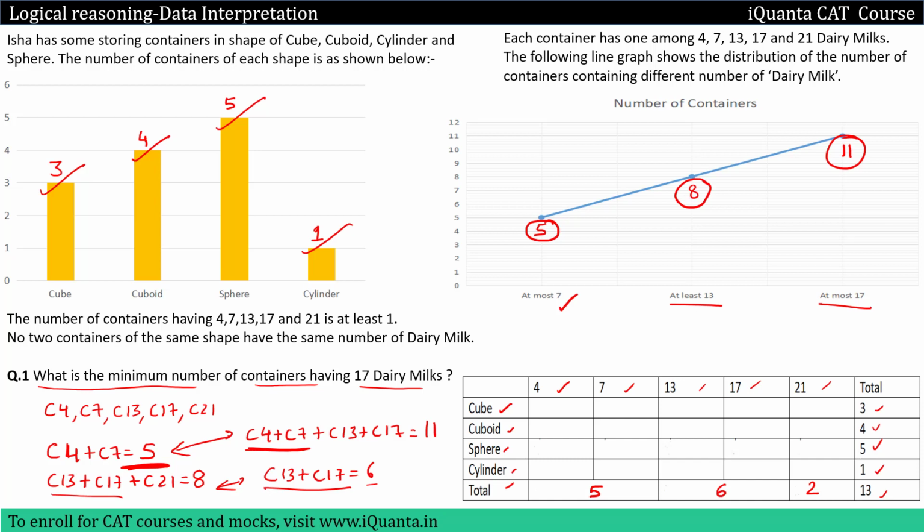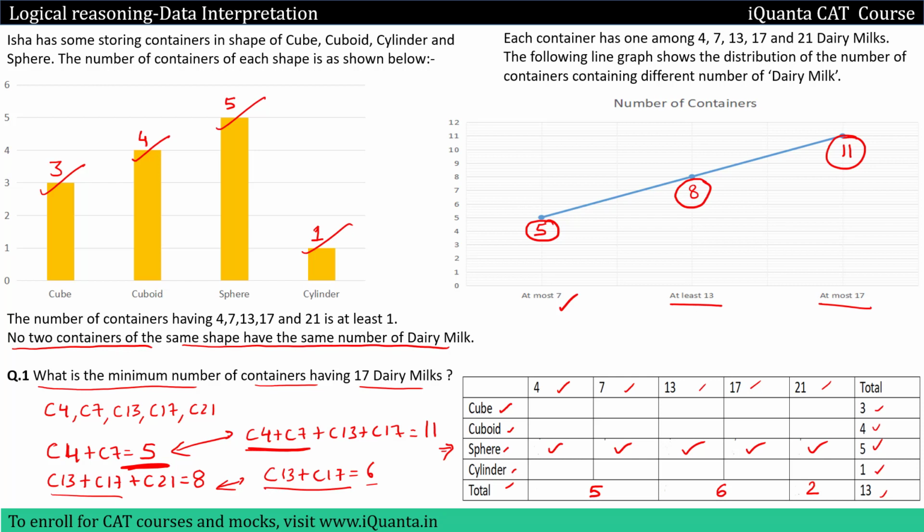Now we were given that no two containers of the same shape have the same number of dairy milk. So what does this mean? See, we have 5 spherical containers over here and all of them should have a different number of chocolates. So there will be one container having 4 chocolates, one having 7, one having 13, one having 17 and one having 21. So I'll be putting a tick mark here. That means we'll have 5 spherical containers all having a different number of chocolates. I hope this is clear.